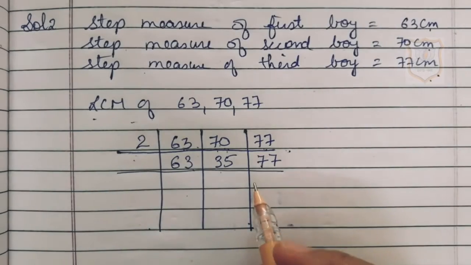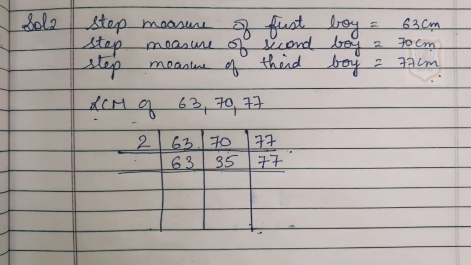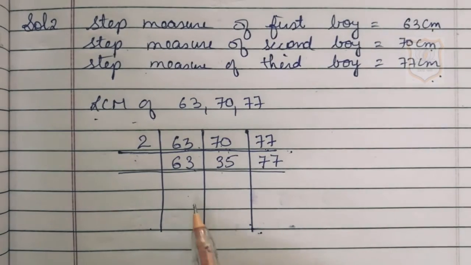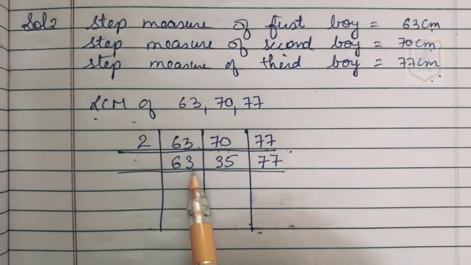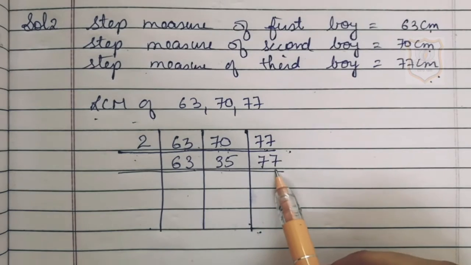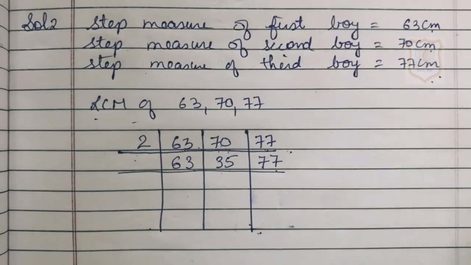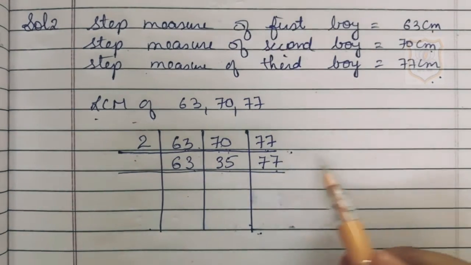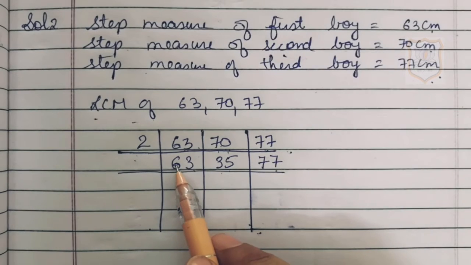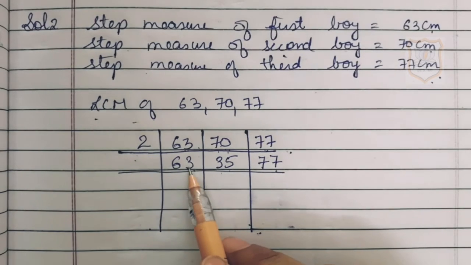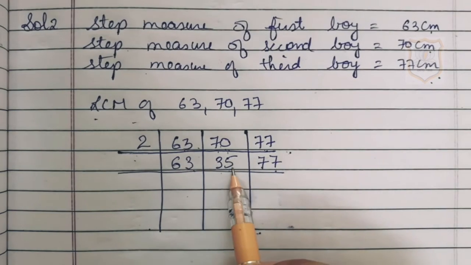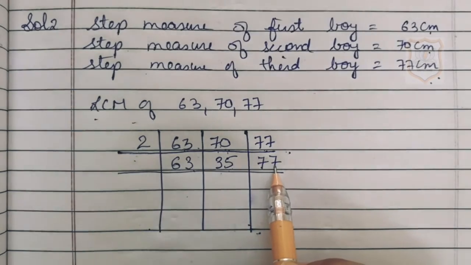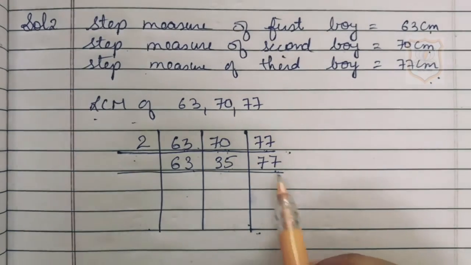Now students, again we have to take a prime factor and find out whether the numbers are divisible by it or not. Here students, the unit digits are 3, 5 and 7, so it is not divisible by 2. So the next prime number is 3. Here if we add 6 and 3, the total is 9 and 9 is divisible by 3. 3 plus 5 is 8, 8 is not divisible by 3. 7 and 7 is 14 and 14 is not divisible by 3.